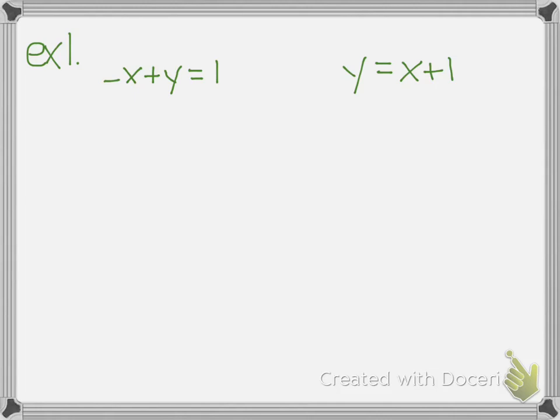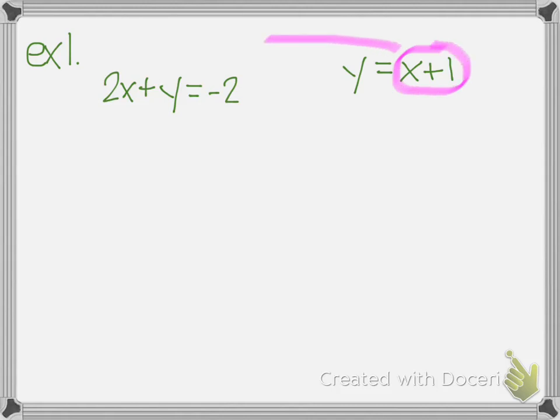Looks like I have the wrong equation here. The very first equation should be 2x plus y equals negative 2. In this case, I have y equals x plus 1, which is all of this, and everywhere I see y, I want to plug that in. So when I rewrite this, I'll have 2x plus x plus 1, and that's going to equal negative 2.